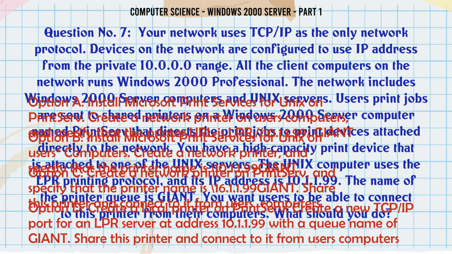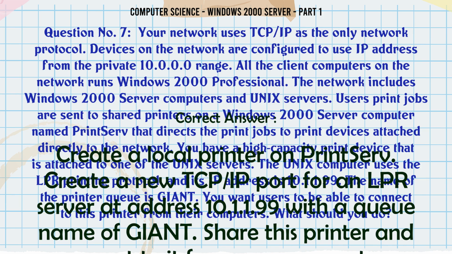B. Install Microsoft Print Services for Unix on users' computers. Create a network printer and specify that the printer name is 10.1.1.99 Giant. C. Create a network printer on PrintServe and specify that the printer name is 10.1.1.99 Giant. Share this printer and connect to it from users' computers. D. Create a local printer on PrintServe. Create a new TCP/IP port for an LPR server at address 10.1.1.99 with a queue name of Giant. Share this printer and connect to it from users' computers.